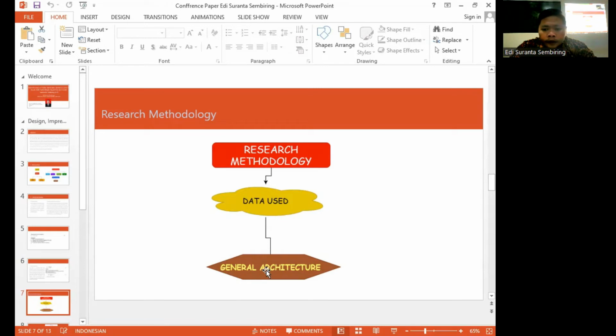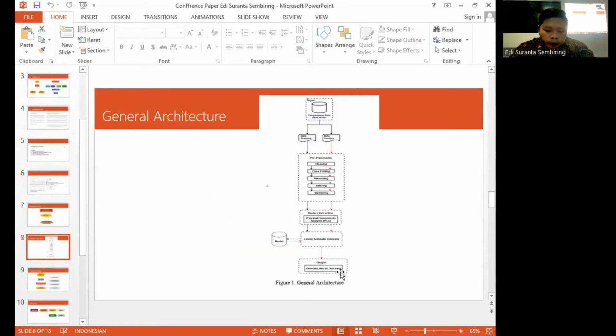And then general architecture. To be able to build this system, several steps are needed, namely the pre-processing stage, case folding stage, tokenization stage, and the stop word removal stage. And then figure 1, general architecture.